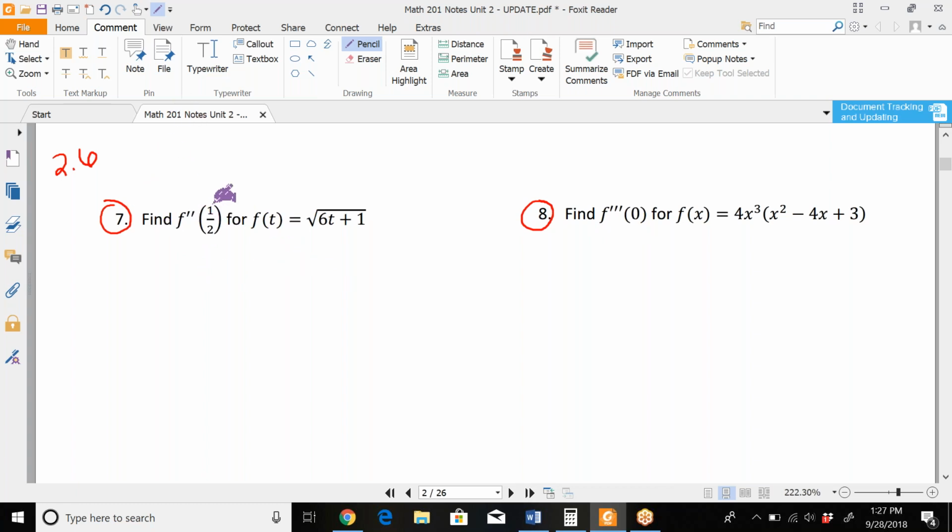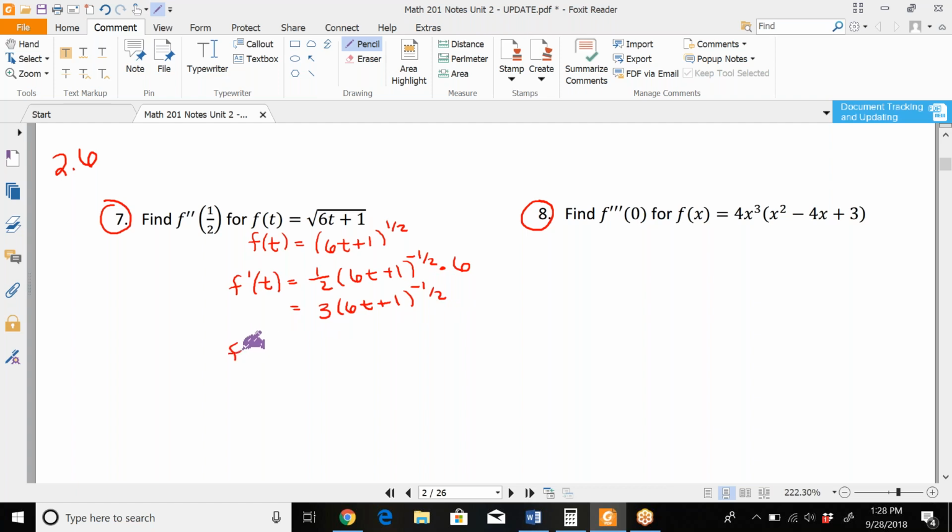We're supposed to take two derivatives of this and then take 1/2 and evaluate it. I would start this one off by writing it as 6t plus 1 to the 1/2. And then we're using the power and chain rule for that first derivative. So that would be a 1/2 and then 6t plus 1 to the negative 1/2. But then we have to times it by the derivative on the inside, which is 6. So that's actually 3 times 6t plus 1 to the negative 1/2.